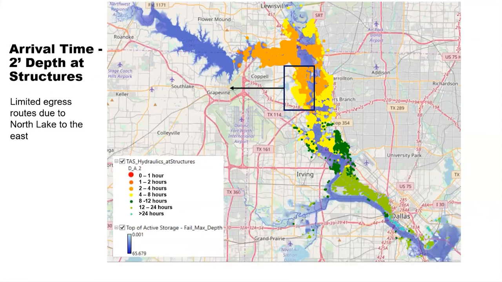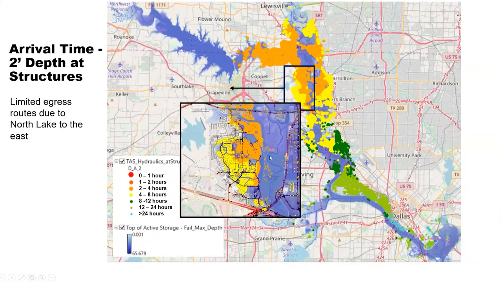One of the issues with that is, and this is something you can get from LifeSim with a little bit of work, figuring out the arrival time of water at any structure, the arrival time at 2 feet of depth. So you generate summary hydraulics, and then you can classify that point shapefile to show when water arrives at different structures.